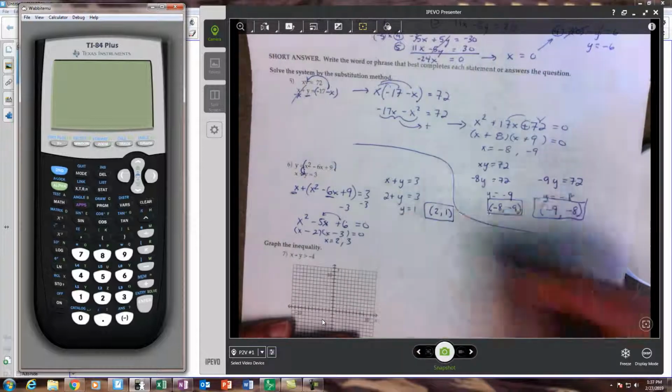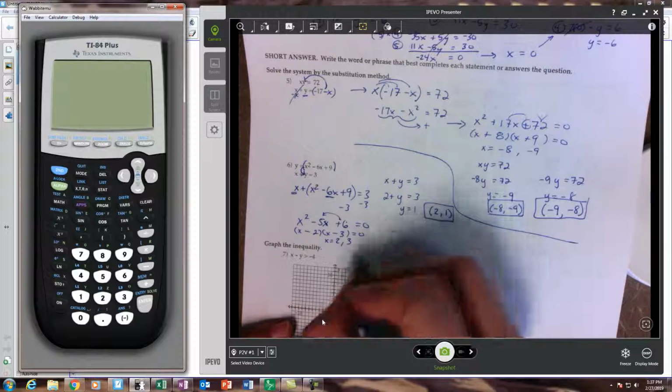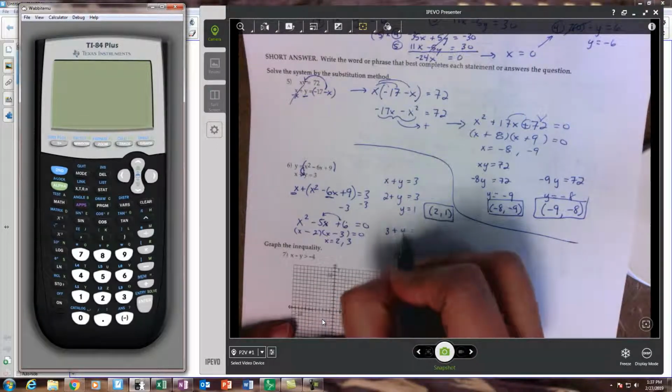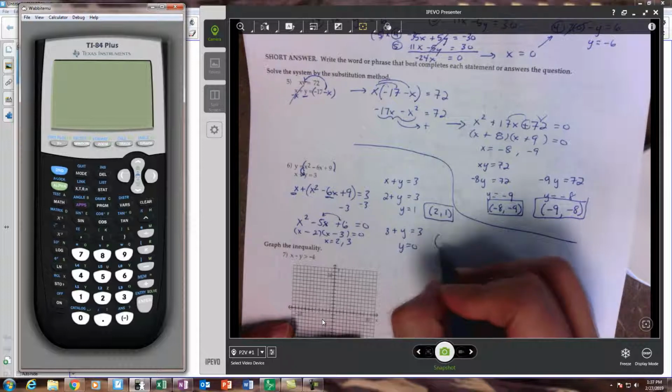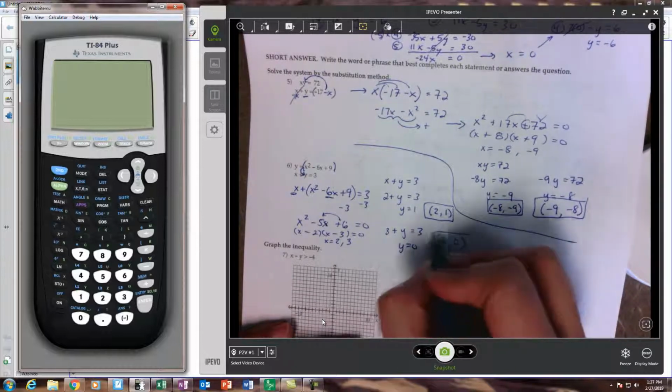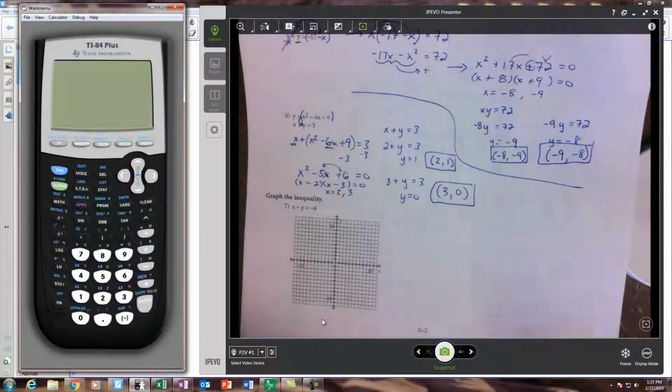Let me kind of separate that there. And then if I do the 3 for x, then y would be 0. So my second answer would be 3, 0. Okay, so those are my couple of choices. Now we start into the graphing and the inequalities.